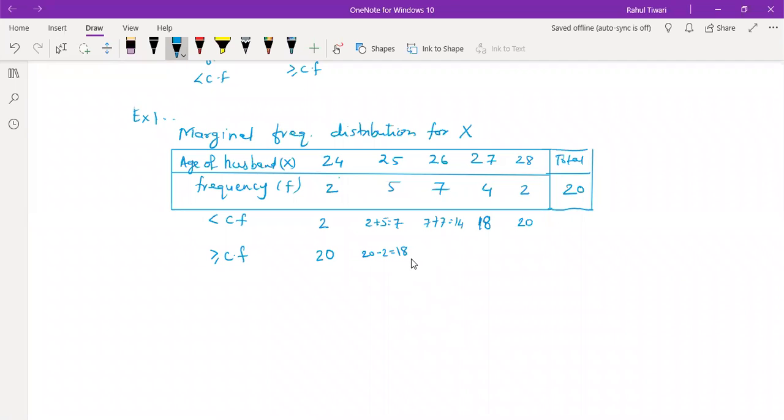Then 18 minus 5. Yeah. थोड़ा शिफ्ट रहेगा ना सर? Sorry. सर 24 के कॉलम में सर 18 आएगा ना?